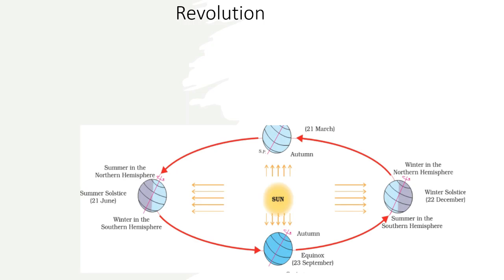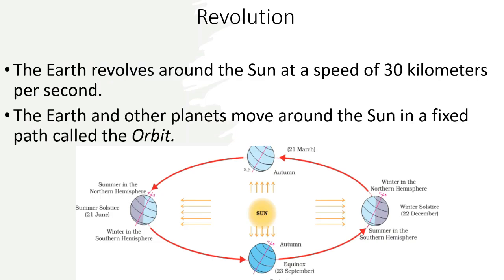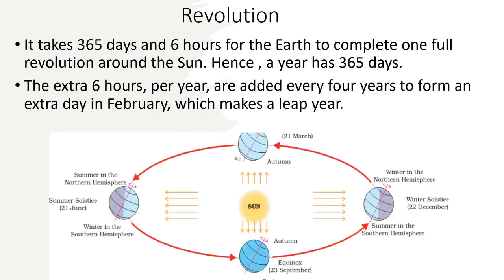The Earth not only rotates on its axis, but also moves around the Sun. This movement of the Earth is called revolution. The Earth revolves around the Sun at a speed of 30 kilometers per second. The Earth and other planets move around the Sun in a fixed path called the orbit. It takes 365 days and 6 hours for the Earth to complete one full revolution around the Sun. Hence, a year has 365 days.